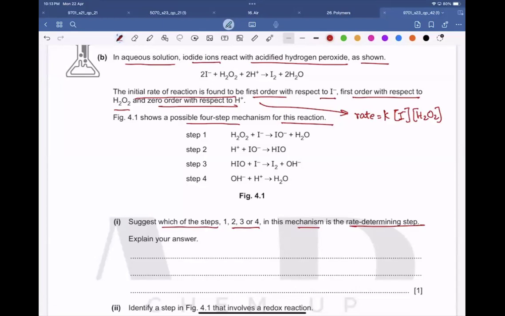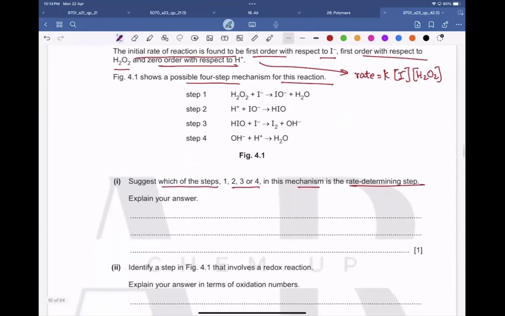Yes, who can tell me the answer? Very good. And see, the powers are 1, the order is first. So the moles in the rate determining step, the moles of H2O2 and I negative, would be 1 and 1 only. So I'm going to write that it's step 1, because in it there is 1 mole of H2O2 and 1 mole of I negative. Is this clear to all of you?